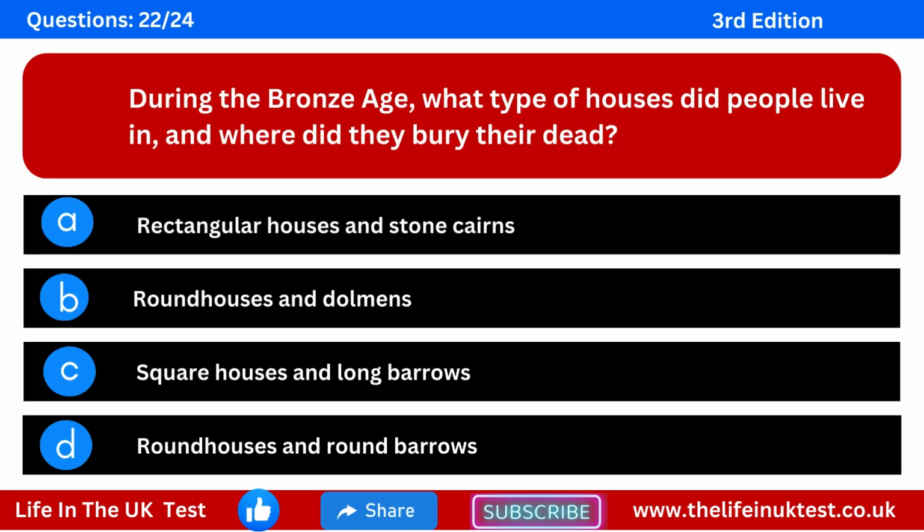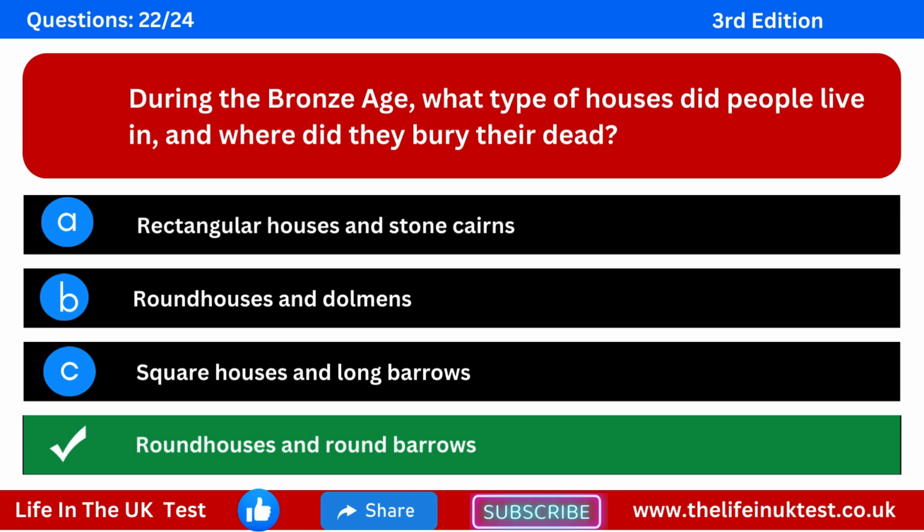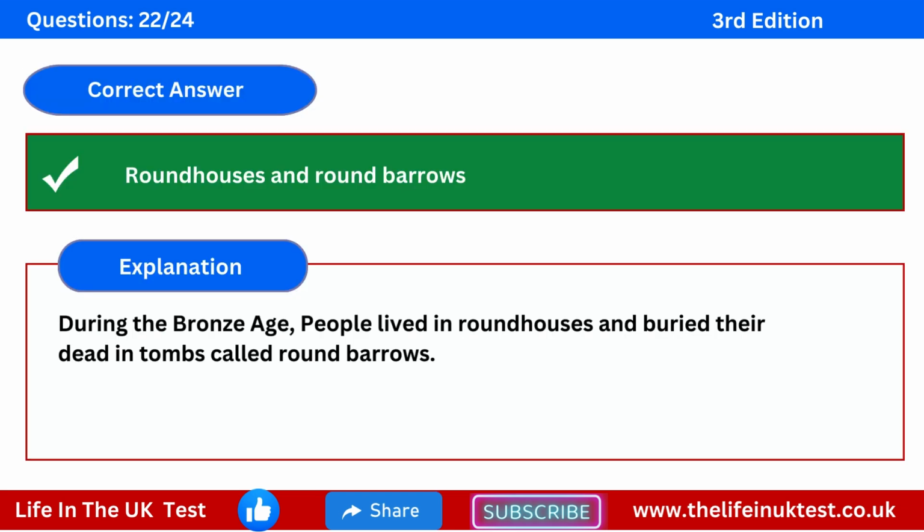Question 22. During the Bronze Age, what type of houses did people live in, and where did they bury their dead? Option A. Rectangular houses and stone cairns. Option B. Round houses and dolmens. Option C. Square houses and long barrows. Option D. Round houses and round barrows. The correct answer is round houses and round barrows. Explanation: during the Bronze Age, people lived in round houses and buried their dead in tombs called round barrows.